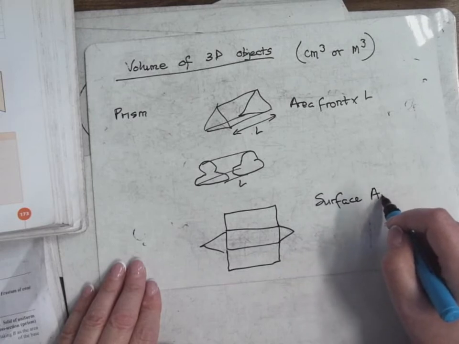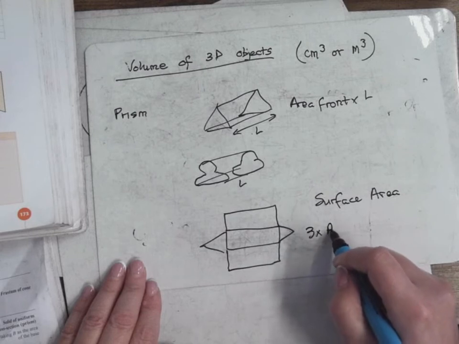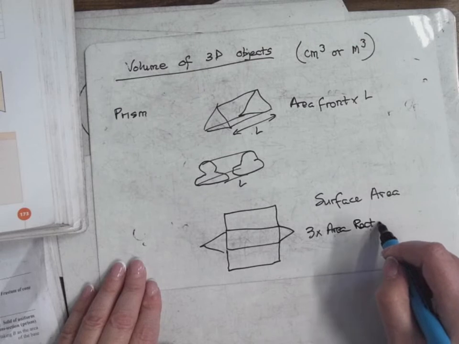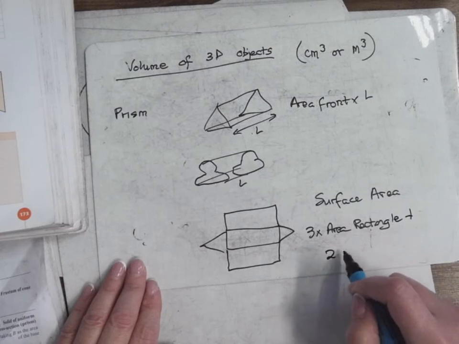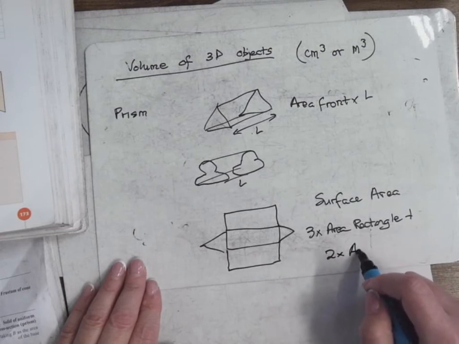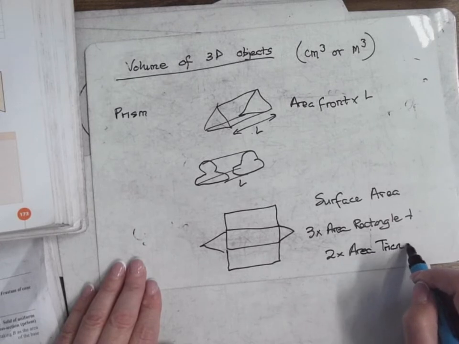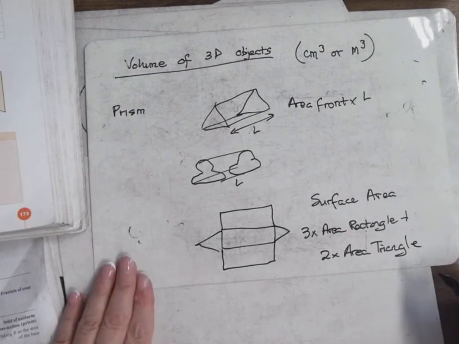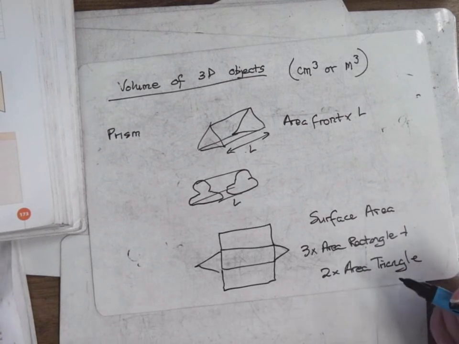I'd be getting the area of 3 rectangles, so it's 3 by area of a rectangle plus 2 by area of a triangle. Agreed? 3-dimensional object, right? Prism, right? All Junior Cert, right? But probably haven't talked about it since the Junior Cert, so, right.